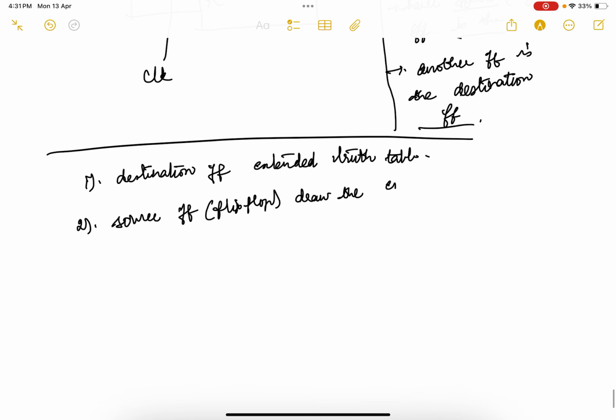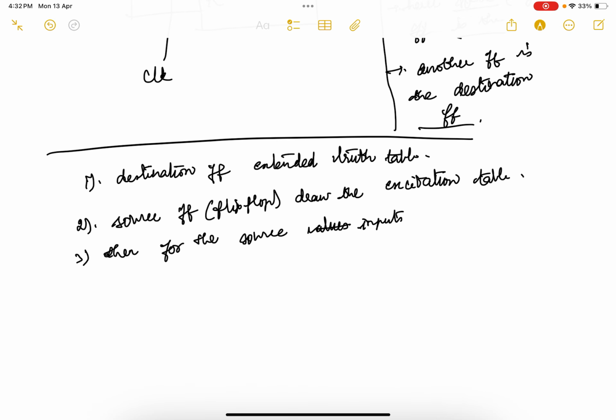Second step is for your source flip flop, draw the excitation table. Then, for the source values, that is either the J or K source values, which will give the source inputs, draw the Karnaugh map reduction that we want to perform.